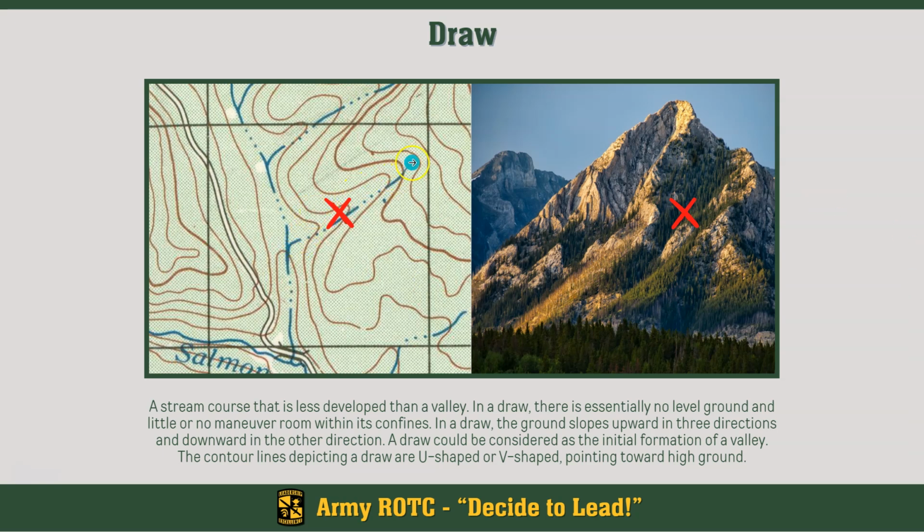So in this one, again, you can tell that this is a draw because the contour lines are forming a U or a V shape right here, and they're pointing up towards higher ground. So the draw is coming down this way, and you can see there's water attached in this one as well. So this draw is coming off of a hilltop up here, coming down, there's water, and it's the inside. It's drawing water into it.